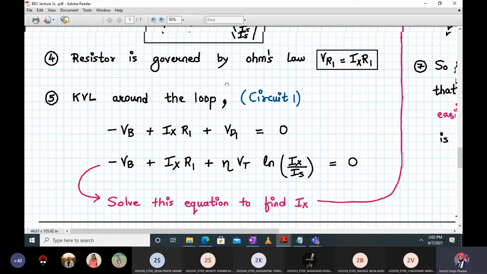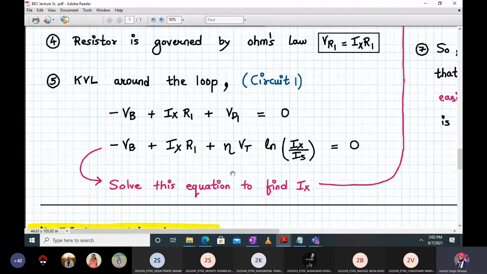And what is VD1 from the earlier expression? We substitute that from the diode equation. So minus VB plus Ix R1 plus eta Vt times ln of Ix upon Is is equal to 0. We can solve this to find the value of Ix. How will you solve it? By iteration. If we know the value of VB and the value of Is, you guess the value of Ix first, and you iterate until Ix is obtained accurately. If your current Ix is positive, then our assumption was correct.